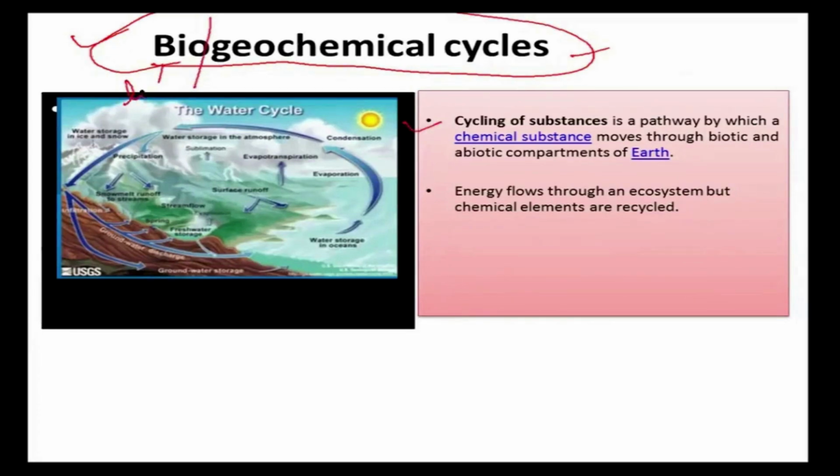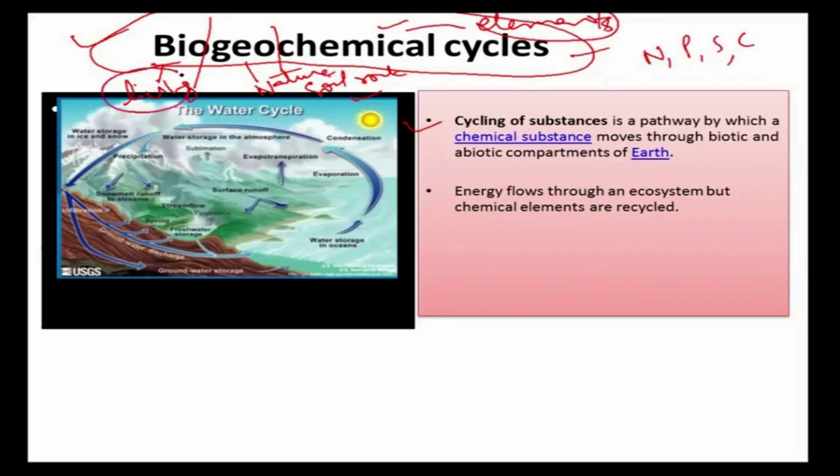Today's topic is Biogeochemical Cycles. Bio means living being and geo means nature. It means the environment, maybe soil or rock, water, and chemical means some type of elements. So the interaction of these elements, or how one element, suppose nitrogen, phosphorus, sulfur, carbon, is going from living organism to non-living organism, is called the biogeochemical cycle.